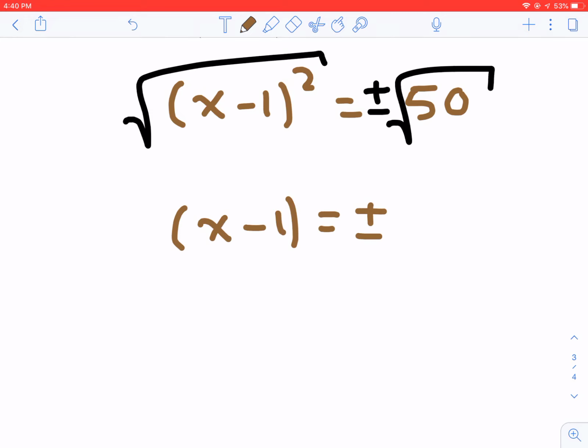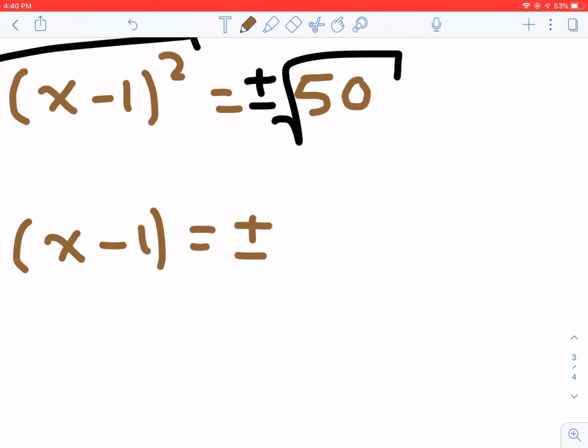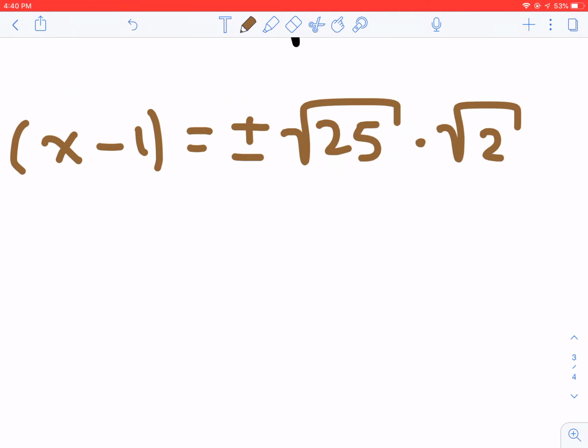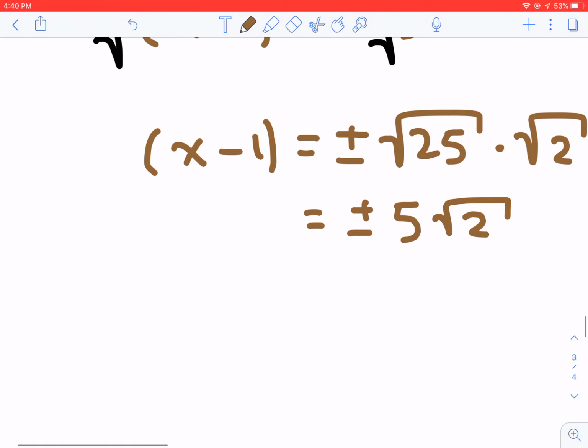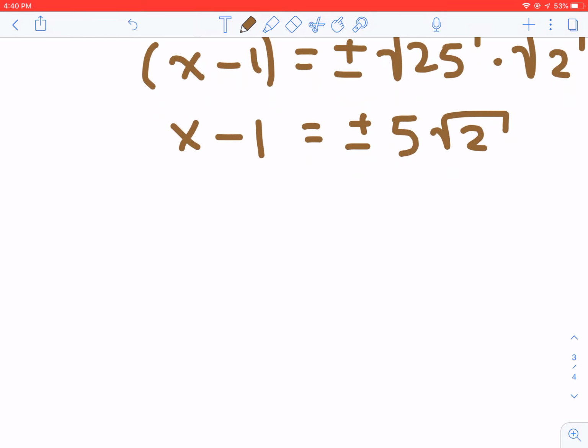So this is one where you have to simplify the square root. So the square root of 50, I know can be broken down into 25 times 2. So I can say plus or minus the square root of 25 times the square root of 2. And that's going to become plus or minus, the square root of 25 is 5. So plus or minus 5 square root of 2. So x minus 1 equals all of that. And now I'm going to add 1 to both sides.